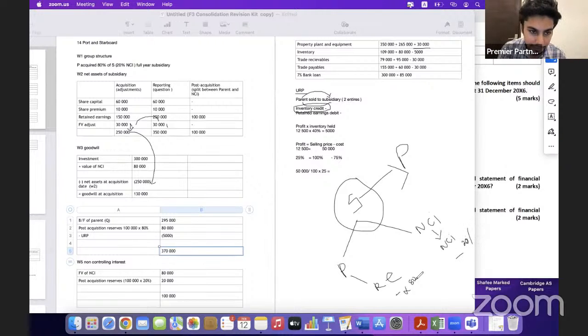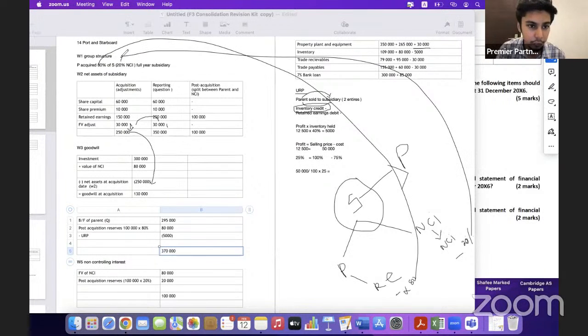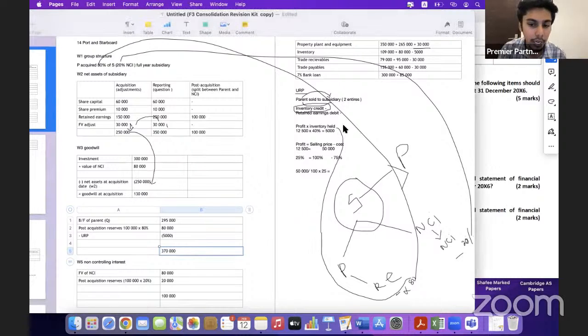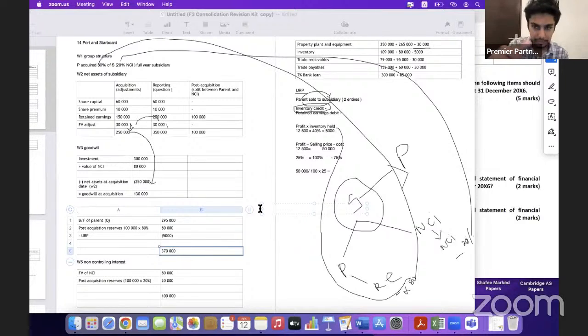Why? Parent owns only 80%, no guys. So that's why we are subtracting only 80% of the share. NCI owns 20%, no guys. So therefore we are subtracting 20%. Now if you're thinking 80% of what? 80% of the URP 5,000, 80% we are subtracting. 20% of what? 20% of the URP. So therefore, guys, the double entry will go like this. I'll show you and I'll go through it one more time if you want.